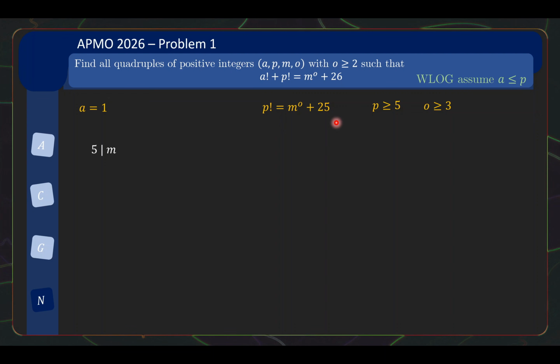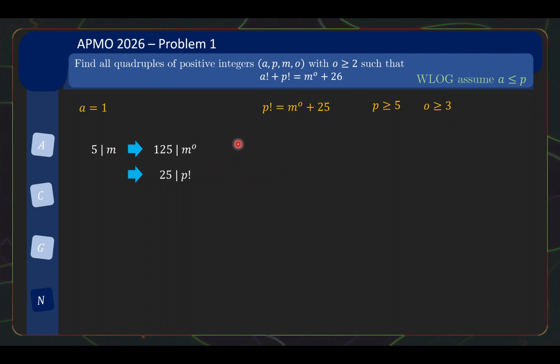Okay, so let's follow our nose. So M is divisible by 5 because P is at least 5, right? So P factorial is divisible by 5, 25 is divisible by 5, so M is divisible by 5. So M to the O is divisible by 125.